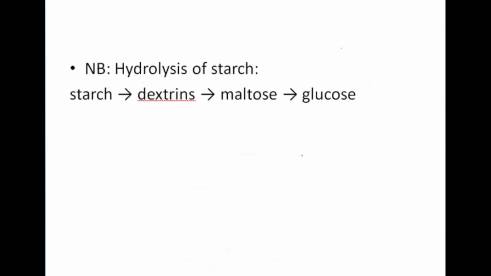I would also like to mention one more point: when starch is hydrolyzed, initially it will be converted into dextrins, then to maltose, and finally to glucose. The presence of starch may be identified by adding iodine solution. In presence of iodine solution, starch gives you an intense blue color.